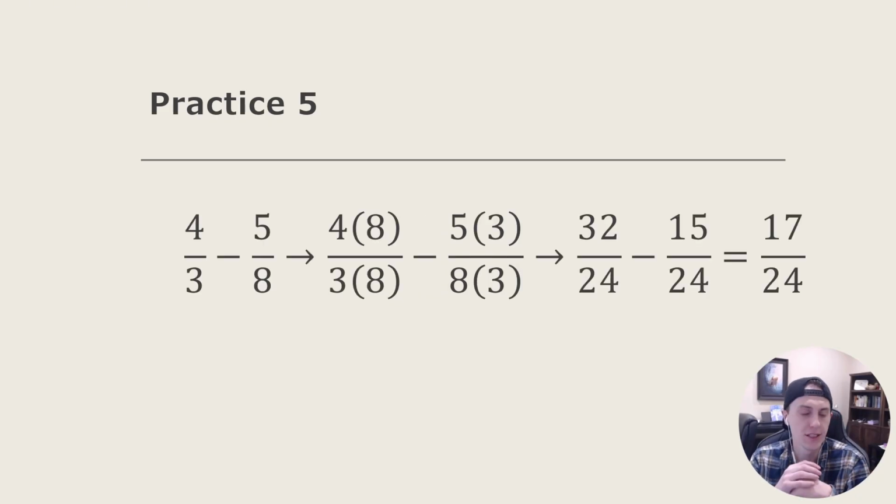All right, here's all the steps. So what we should have done is multiplied the first number by 8 over 8, the second number by 3 over 3. That gives us 32 over 24 minus 15 over 24. And then you keep the bottom number, 24. The top number you just subtract across, 32 minus 15, 17.